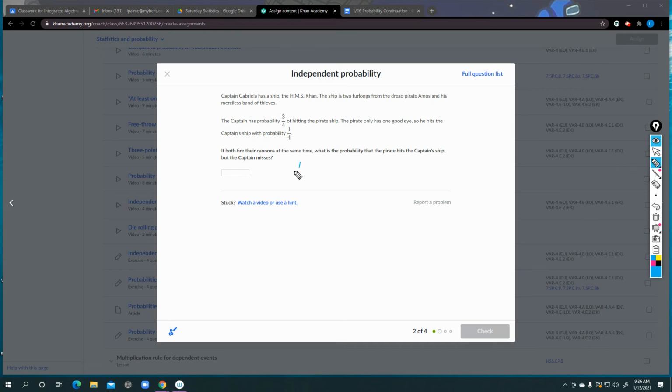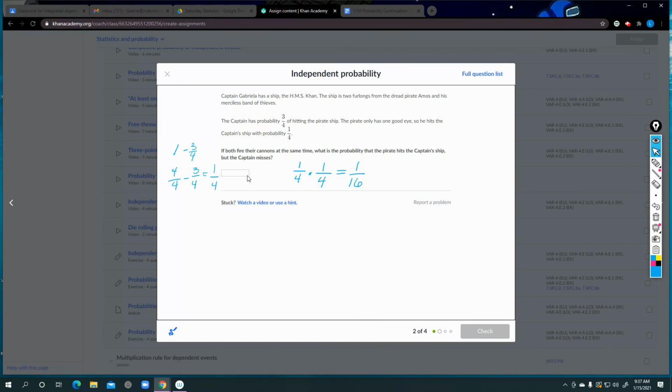Okay, so the probability that the pirate hits the captain's ship would be 1 out of 4. But the captain missing, well, the captain has a probability of hitting the ship at 3 out of 4. Remember, 1 minus 3 out of 4: we change that to 4 out of 4 minus 3 out of 4, which is 1 out of 4. So the probability that the captain misses is 1 out of 4. We multiply that together straight across and we get 1 out of 16, a 1/16th probability of both those happening. So we would plug that in, 1 divided by 16, and get our final answer.